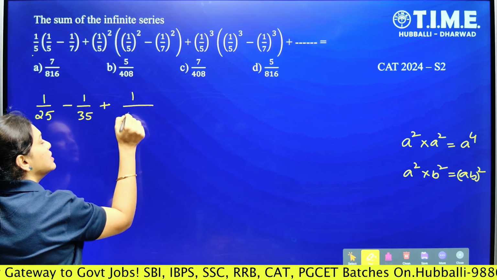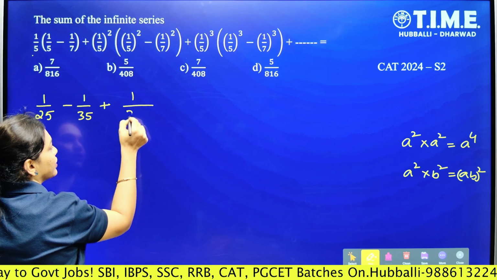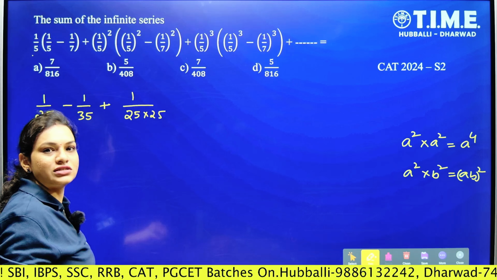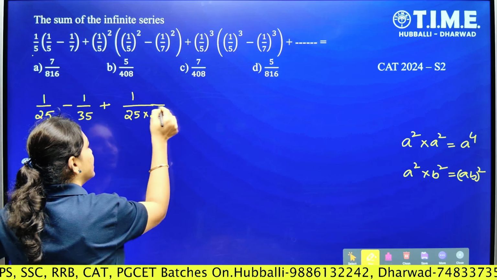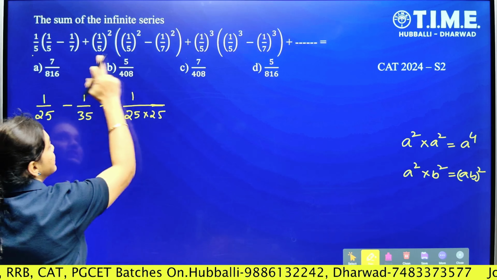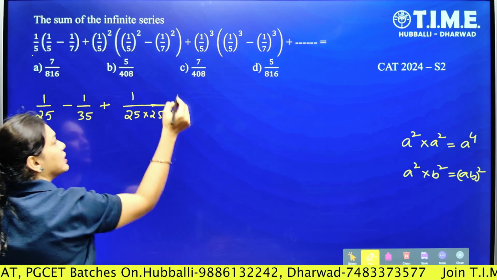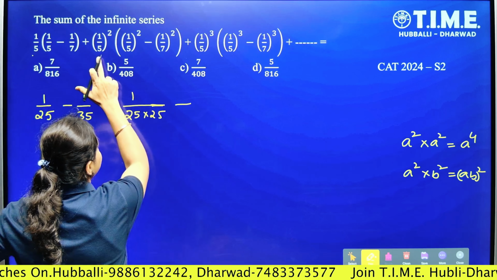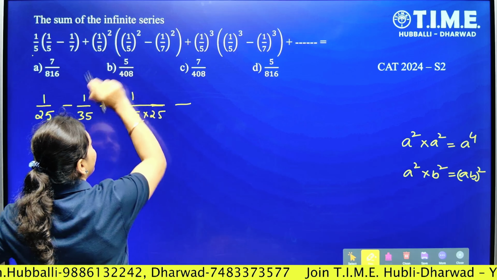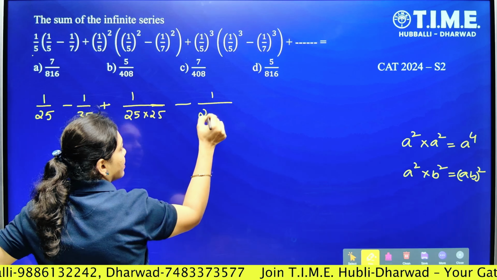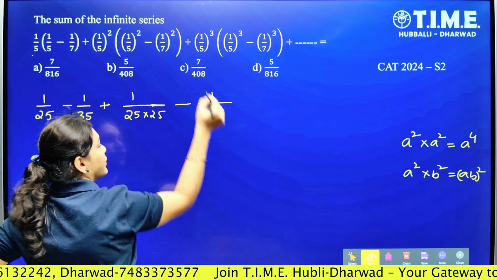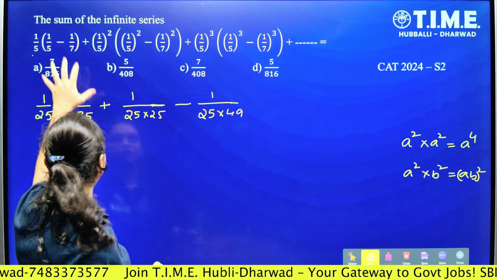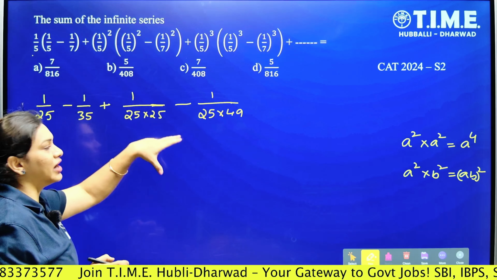How much will I get? If you are getting any confusion, write down 25 into 25, that is 625. You can write that also. Next, since we have a plus sign, plus into minus will give us minus. Next, we are multiplying this term with this: 1 upon 25 into 7 square. 7 square is nothing but 49. I hope it is clear. So the first term is here and the second term's simplified part is here.